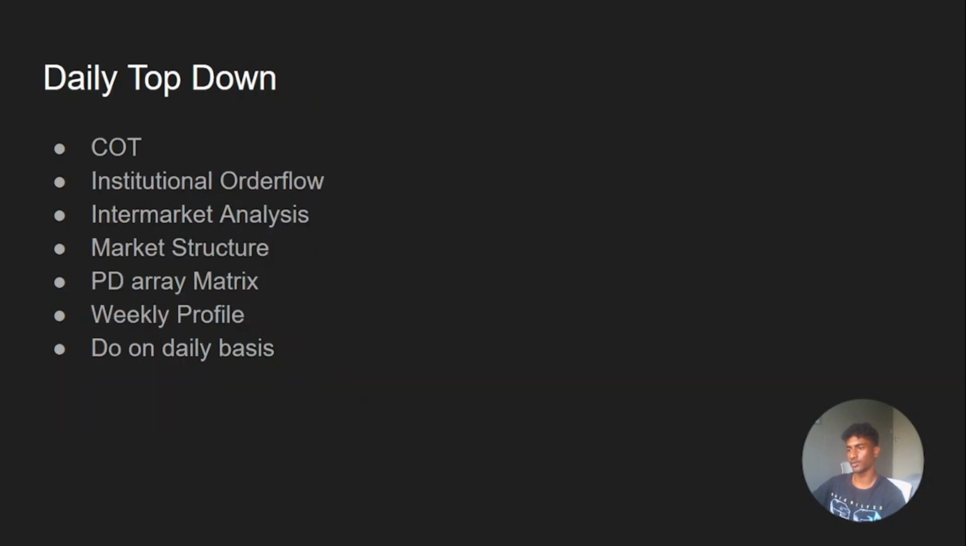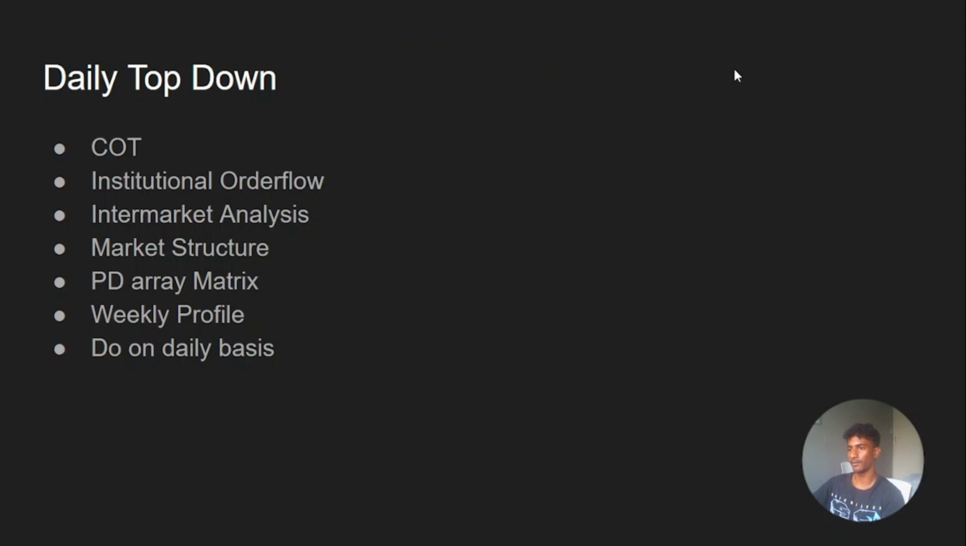So then daily top-down: COT, institutional order flow, intermarket analysis, market structure, PD array matrix, and weekly profile. So I do this on a daily basis, either the night before or just before London Open. This usually takes like 30 minutes max. So I usually just do this in the morning before London Open. It's quick, like 30 minutes max, just to get a daily bias.